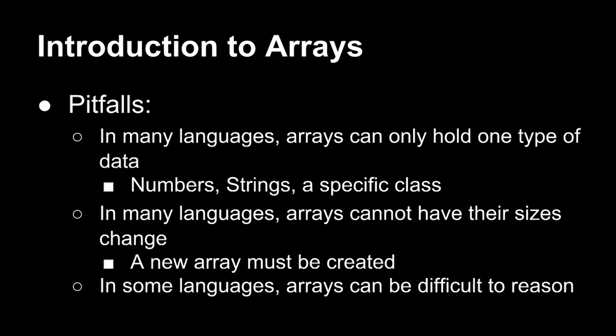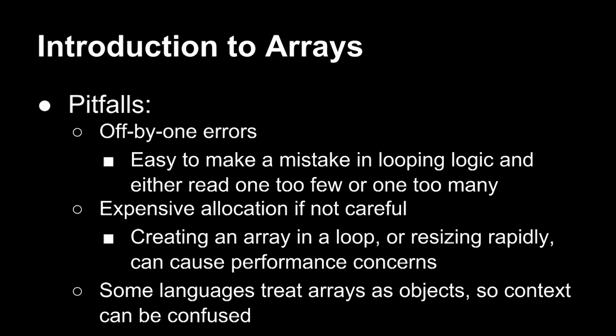So there are pitfalls to arrays. They're not a panacea. In many languages, arrays can only hold one type of data. For example, you can only have an array of numbers or an array of strings or an array of students. In many languages, you can't change their sizes. We've talked about that previously. And in some languages, arrays can be difficult to reason about, especially if there's a lot of different initialization logic or the length isn't necessarily clear.